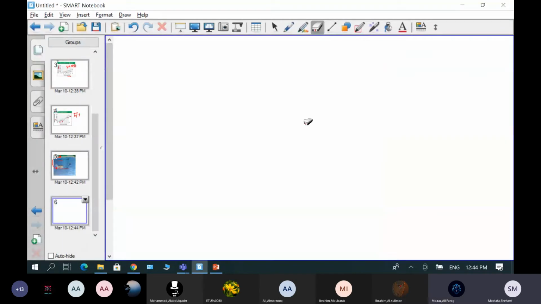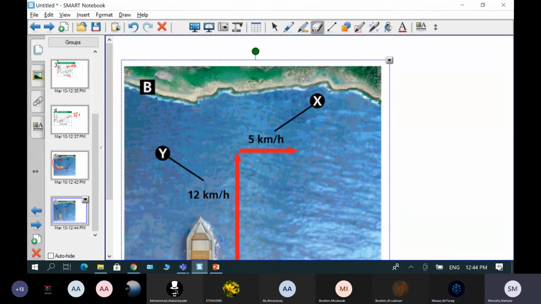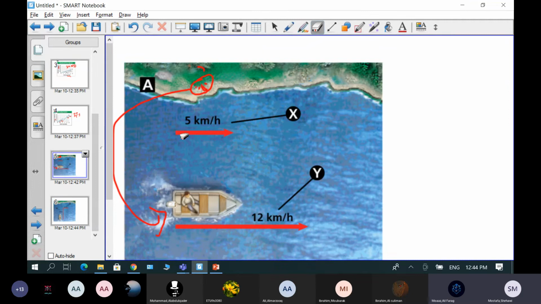Mister, I have a question. Yes. Mister, the buoyant force acting on an object in a fluid depends on the object's volume or weight? Volume. Depends on the object's volume. Okay, thank you, teacher.